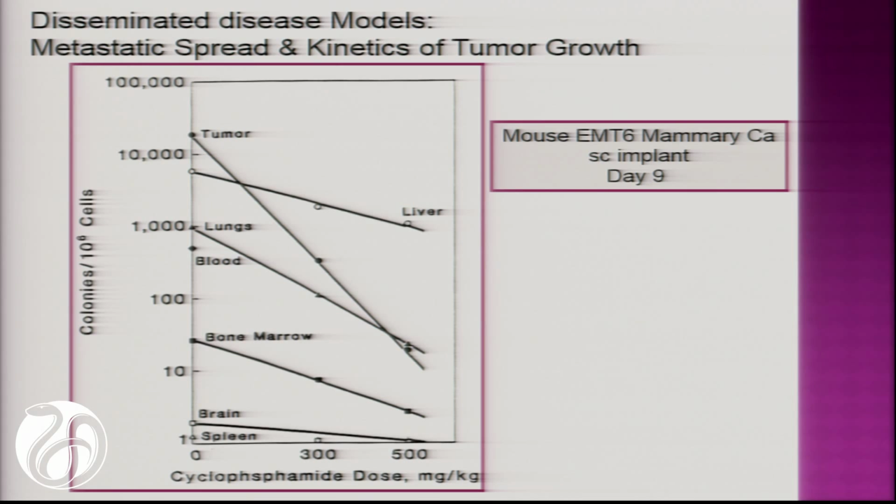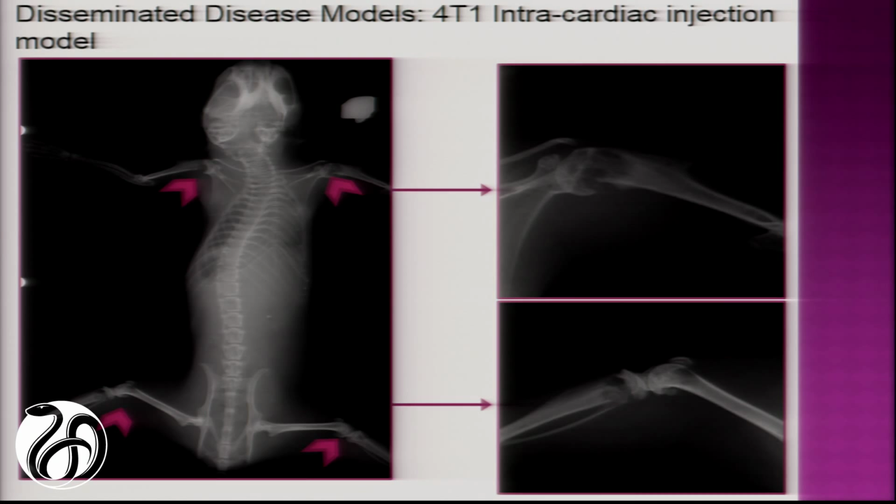And if you look here just at the control, you can see the number of tumor colonies that developed from various tissues. So there was tumor in the subcutaneous tumor, in the liver, the lungs, the circulating blood, the bone marrow, the brain, and the spleen. So there was disseminated disease that disseminated naturally from the subcutaneous tumor. But doing this experiment for drug discovery is a lot more work than doing a subcutaneous experiment.